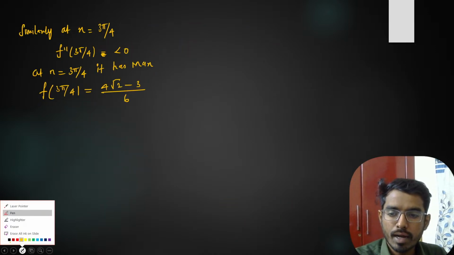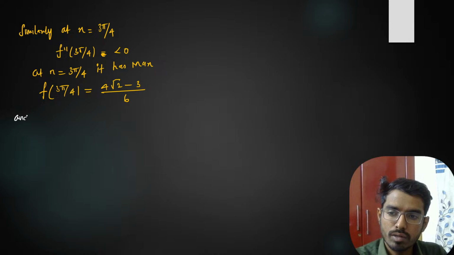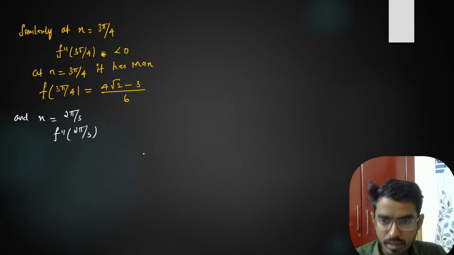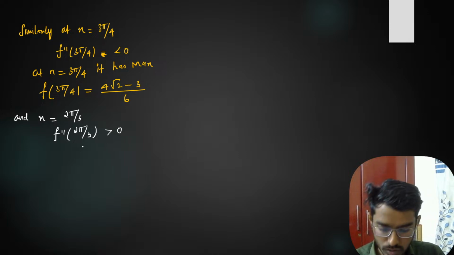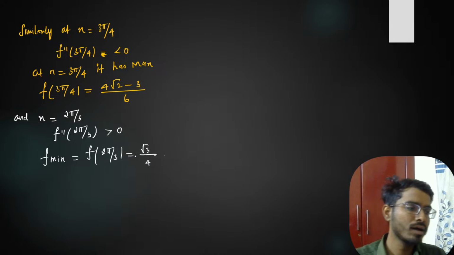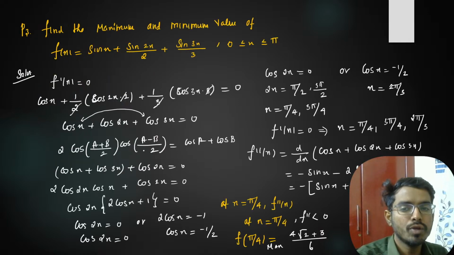Okay. And again, at x is equal to 2 pi by 3, your f double dash of 2 pi by 3, you substitute 2 pi by 3 here. F double dash of 2 pi by 3 will be greater than 0. So that means you will have minimum value at 2 pi by 3. So you will get that value to be root 3 by 4. Right? All are very simple elementary maths that you can do.